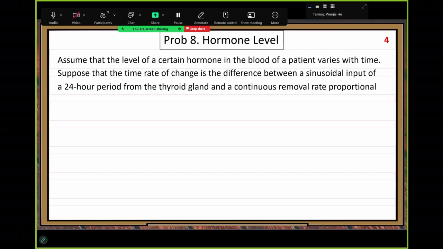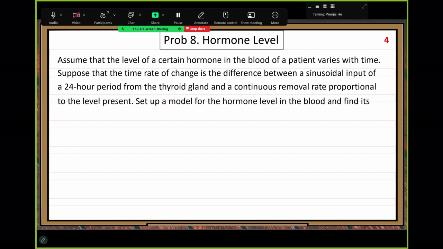removal, you take out, remove the thing, proportional to the level present, the Y function. And the Y function is the hormone level at time t, Y of t. Proportional, there is a constant of proportionality.